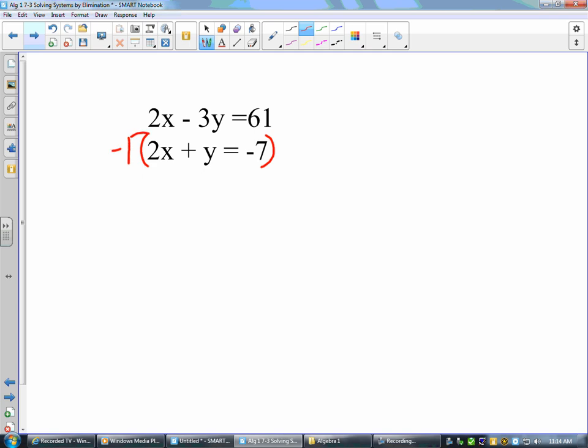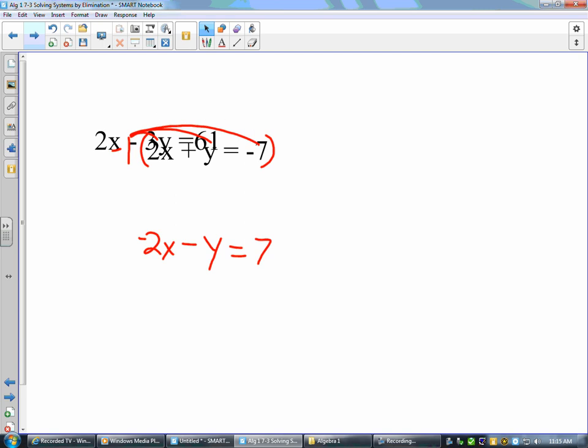Be careful, this is where a lot of people can make mistakes, to make sure that that minus 1 gets multiplied to each and every term. So you'll end up with 2x minus 2x minus y equals, and a minus minus makes a positive 7.